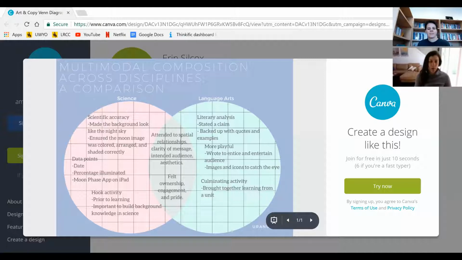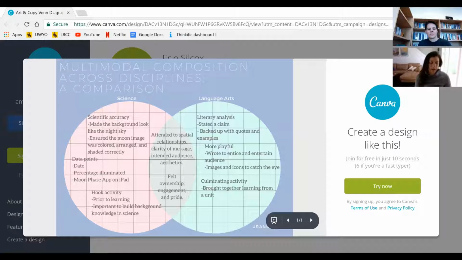And then they both very much so required attention to spatial relationships. It was very much the design aesthetic and elements of it. It was quite artistic, both of them, in the sense that it had to look good. I attended to clarity of message, so making sure that the point I was trying to make got across, the audience and aesthetics, as I mentioned.